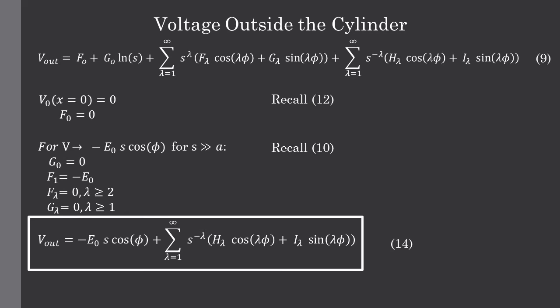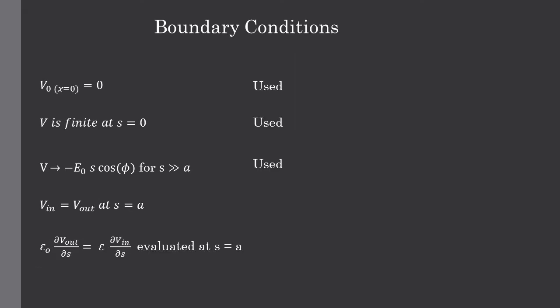Now we can note the s to the minus lambda terms are okay because as you move far away from the cylinder, the s to the minus lambda causes those terms to die out. So those terms will disappear if you move far away from the cylinder, and they're acceptable for that reason. We can now go back to our boundary conditions. We've used 3 of the 5, so our next goal will be to use the 2 that remain, and we will start with V in equals V out at the boundary s equals A.